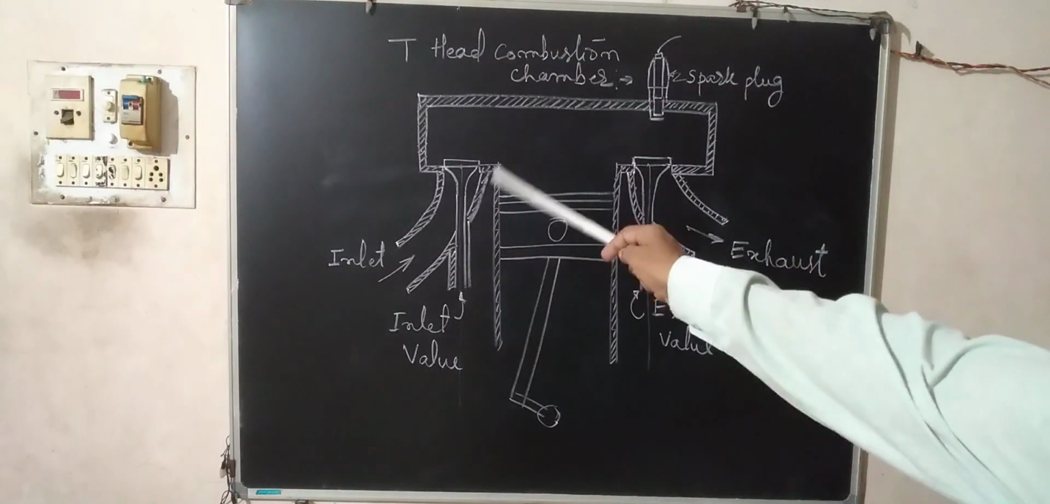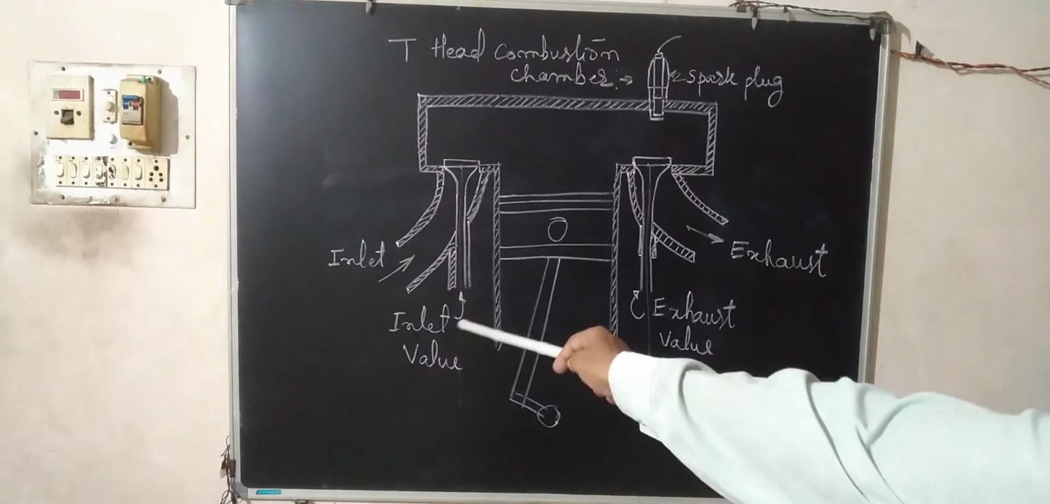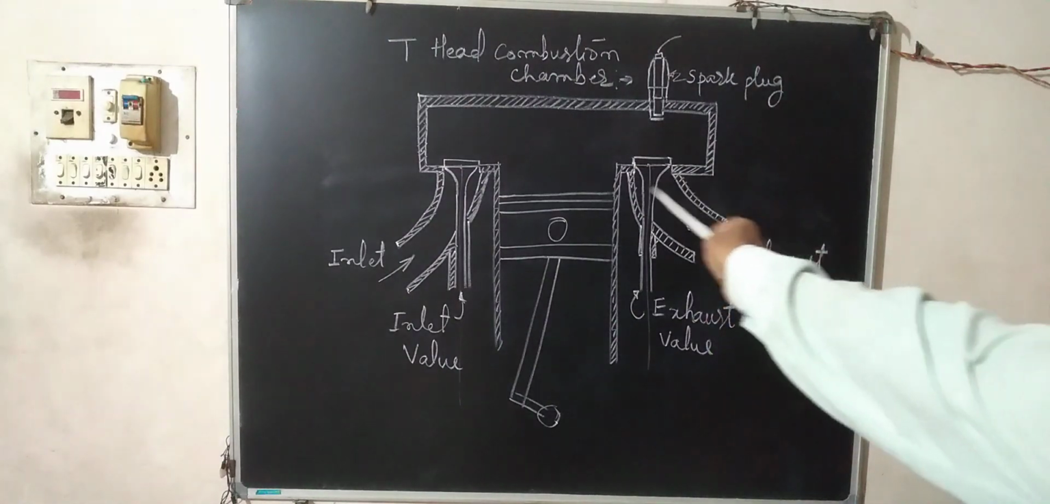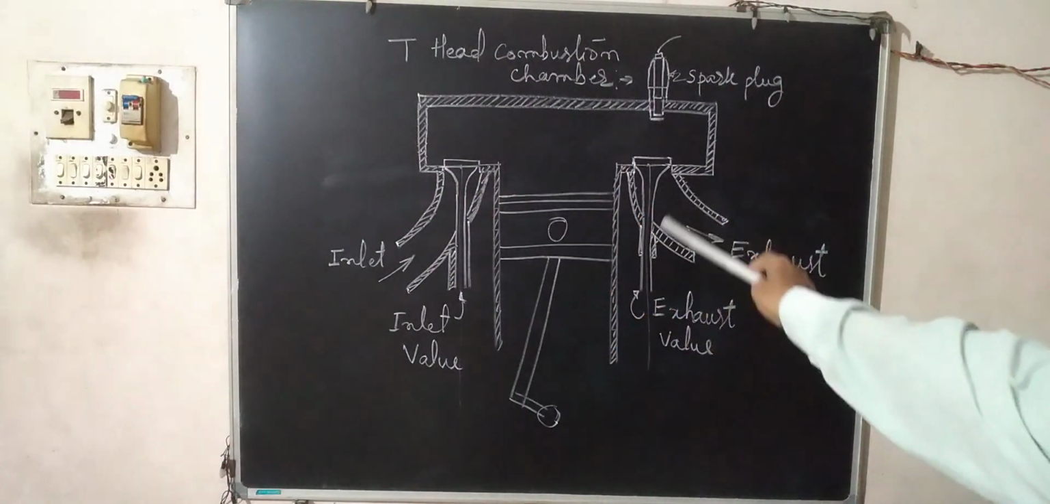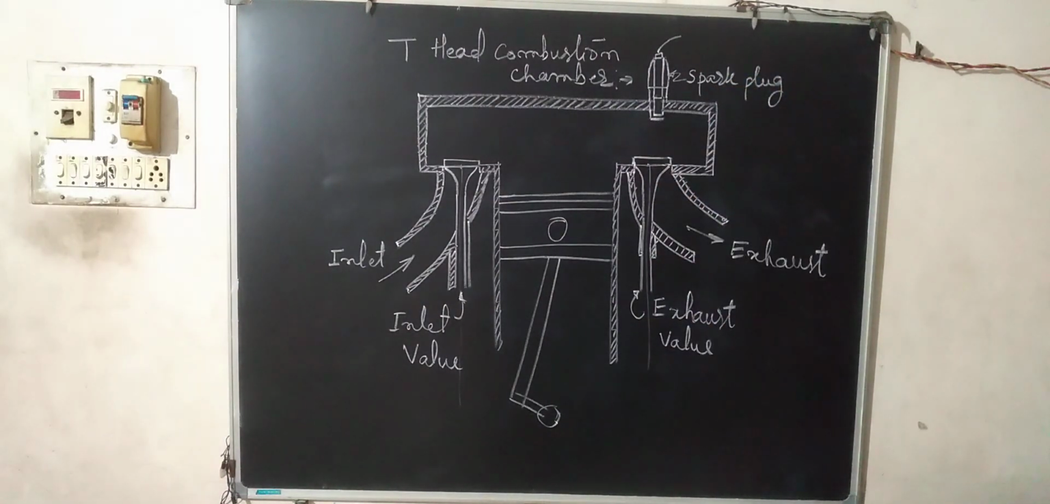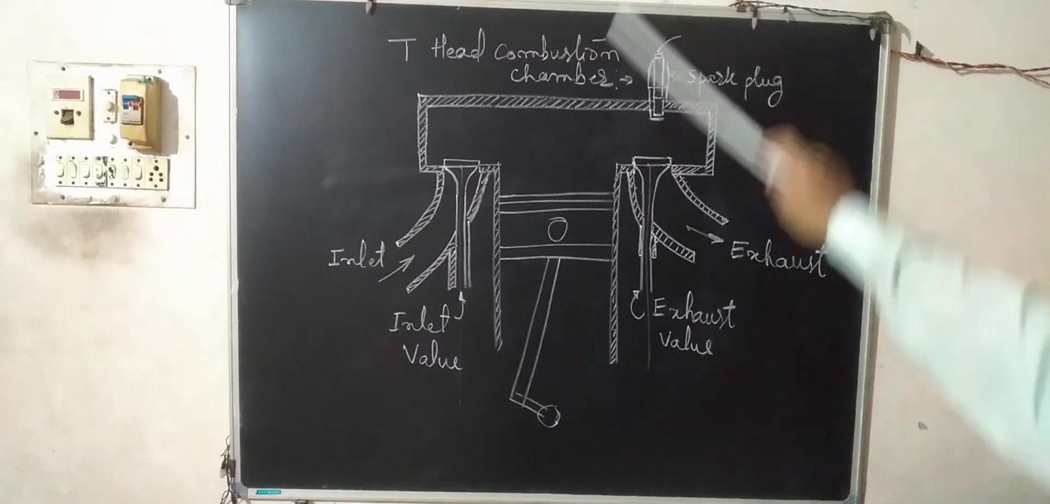So to open and close these inlet and exhaust valves, two separate camshafts are required in the crankcase. So in the cylinder block, the inlet valve and exhaust valve are placed. On the cylinder head, valves are not there. This is the location of the spark plug over here.